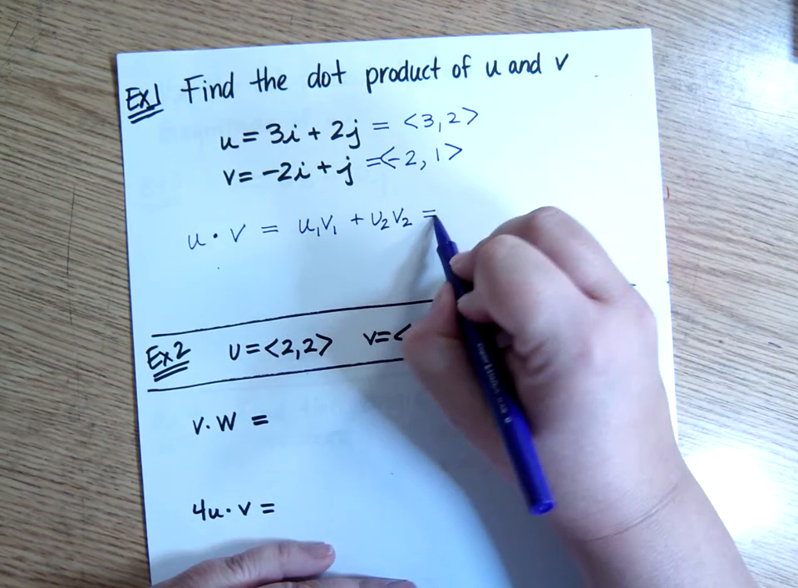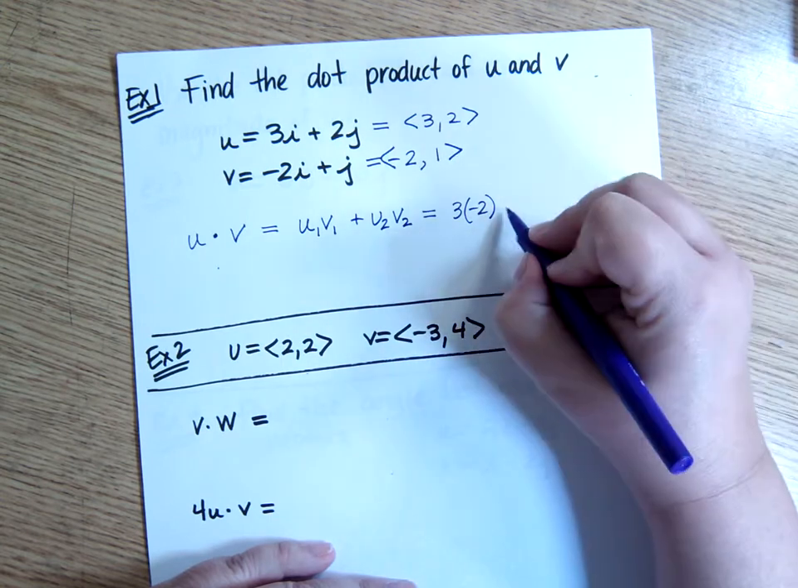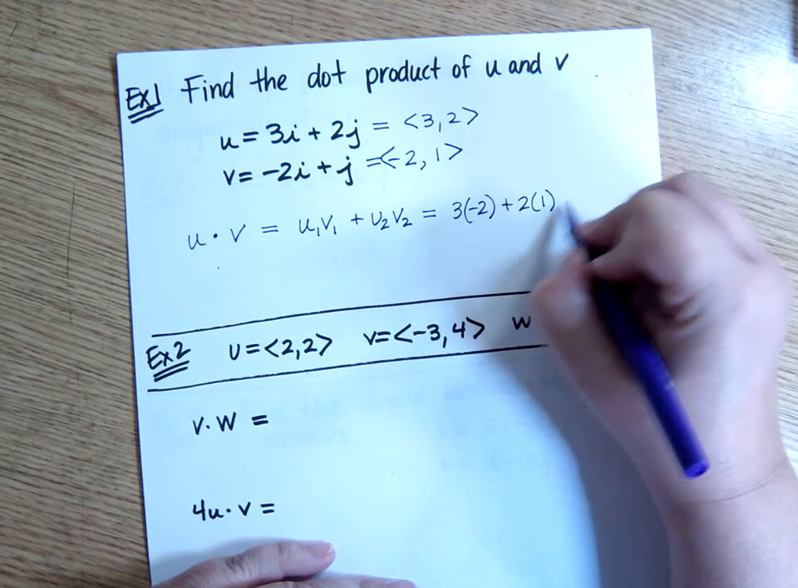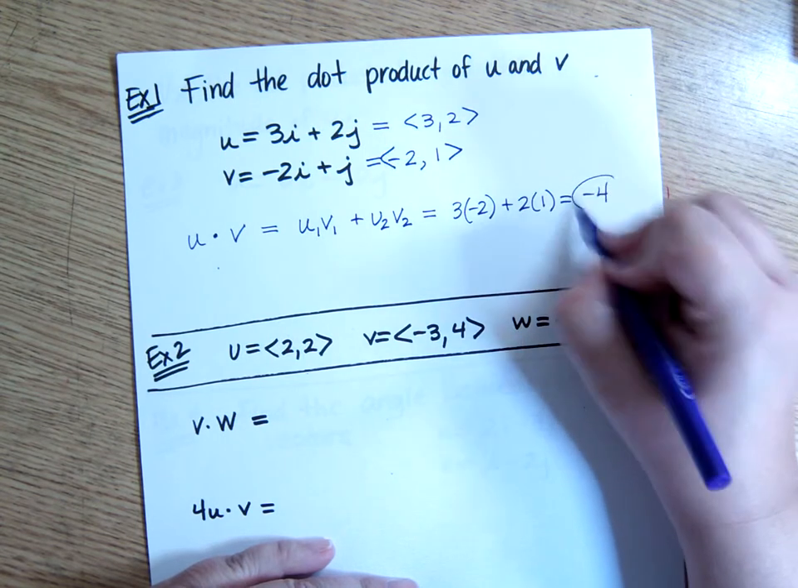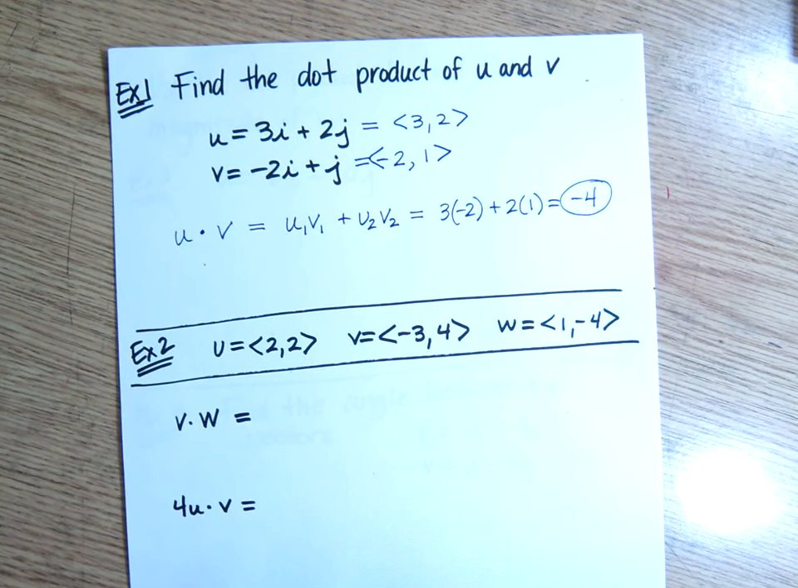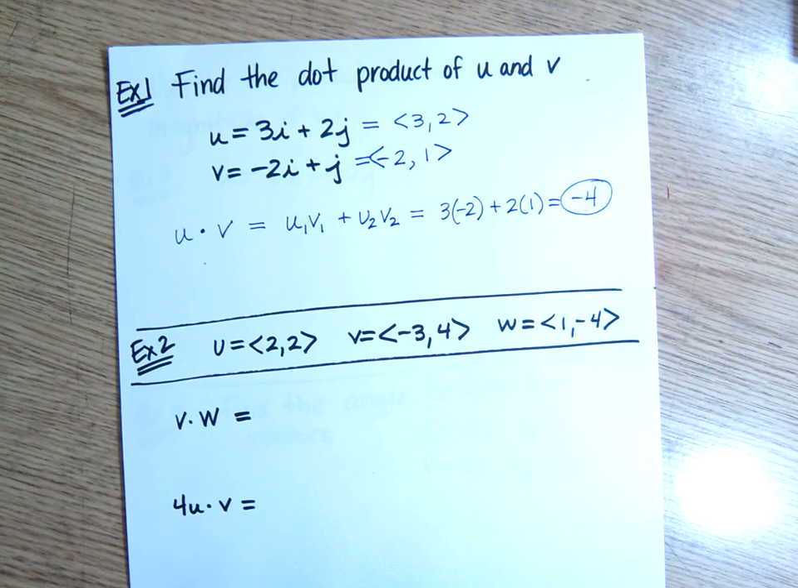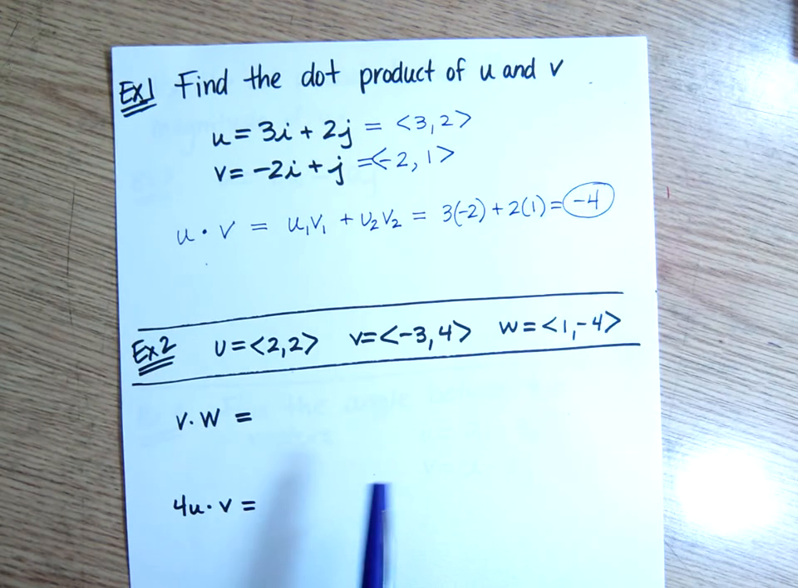Here we only have 2D. So 3 times negative 2 plus 2 times 1, and my answer is negative 6 plus 2, which is negative 4. And that's it. That's the dot product of those two vectors. So if I am finding the dot product of two vectors, it is going to be just one single constant, one number.